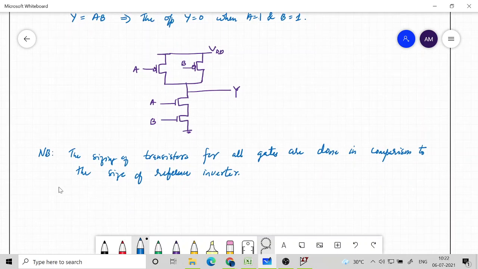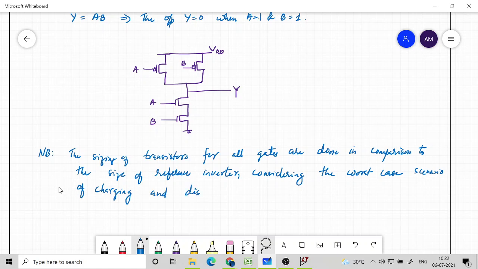One more thing I have to add to this sentence: the sizing of transistors for all gates is done in comparison to the size of the reference inverter, considering the worst case scenario of charging and discharging. What is the worst case scenario?